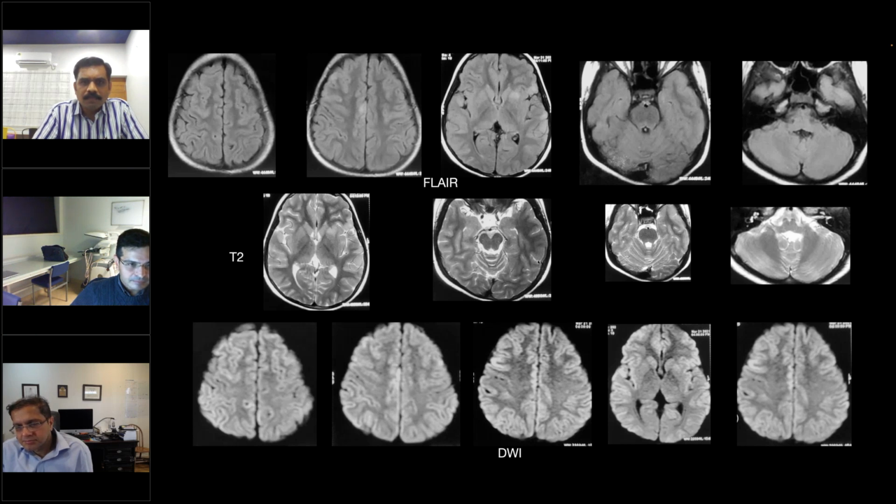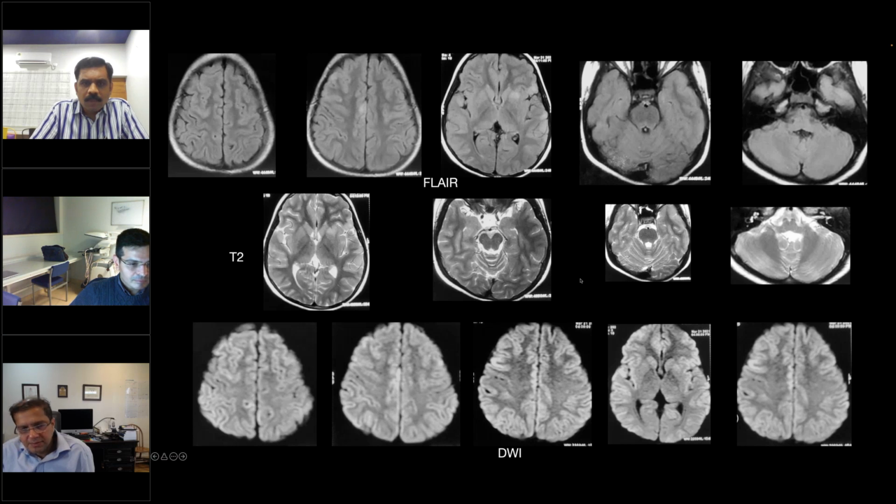It's just that the diffusion restriction is not as prominent as the T2 hyperintensity, which makes you think this must be more inflammatory rather than cytotoxic like encephalitis. So more like a demyelination. So more like anti-MOG should be ruled out. Yeah.